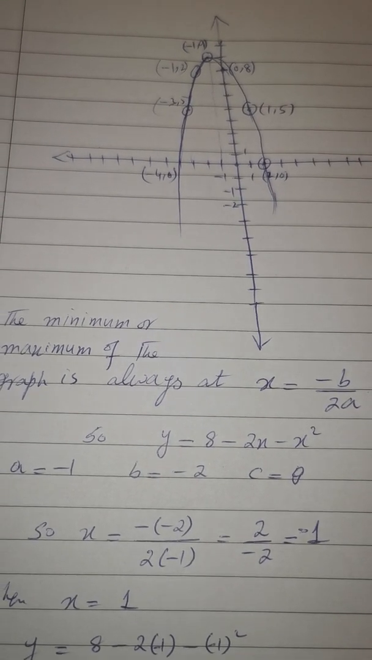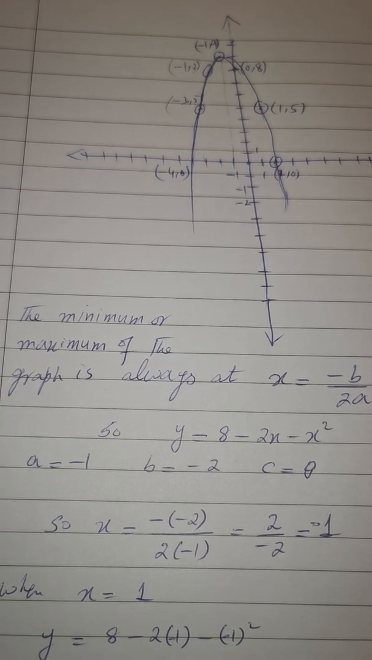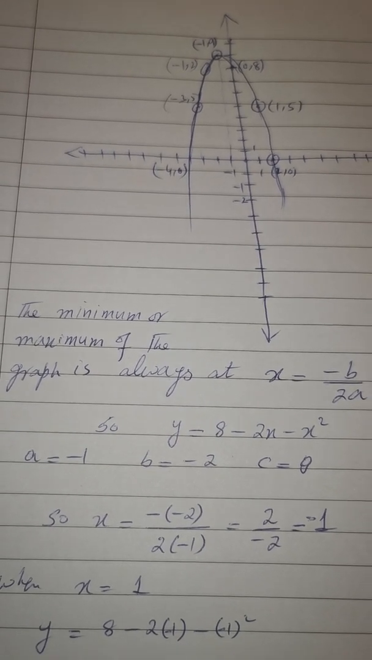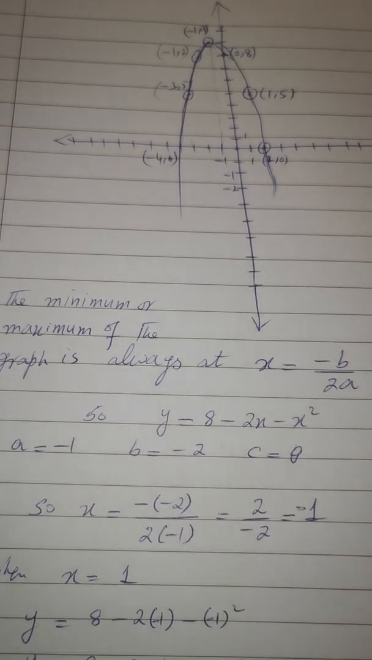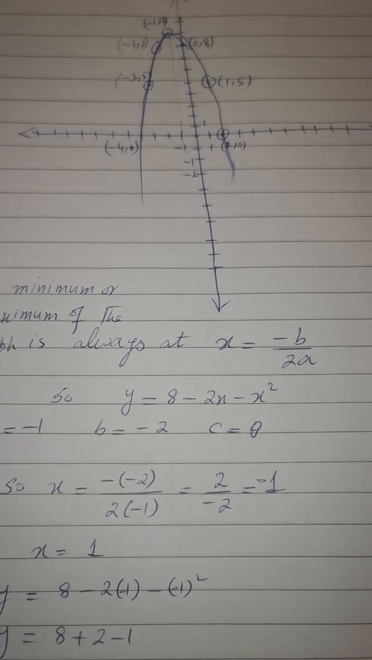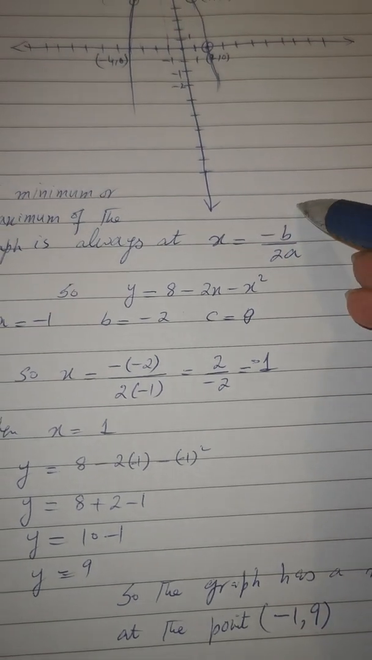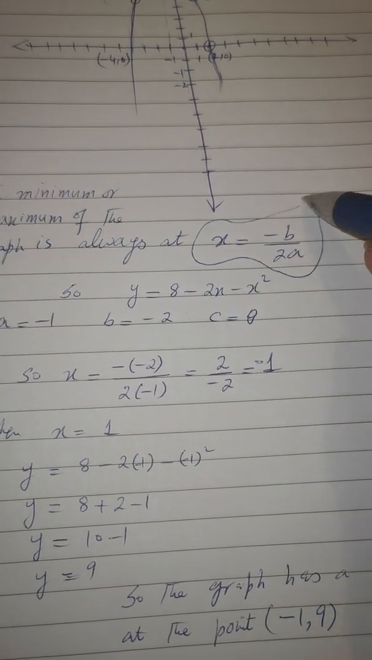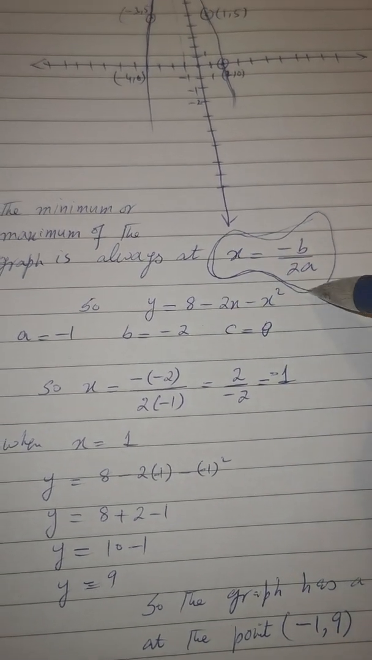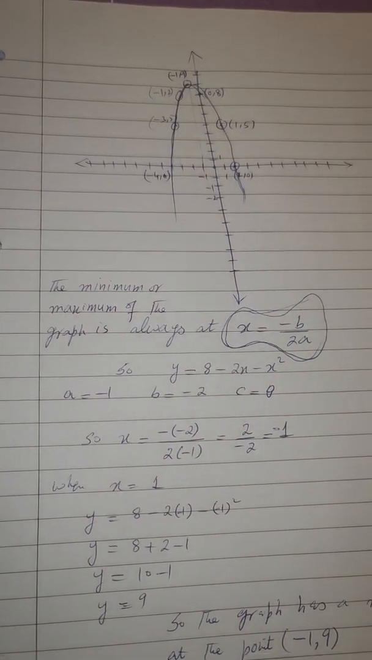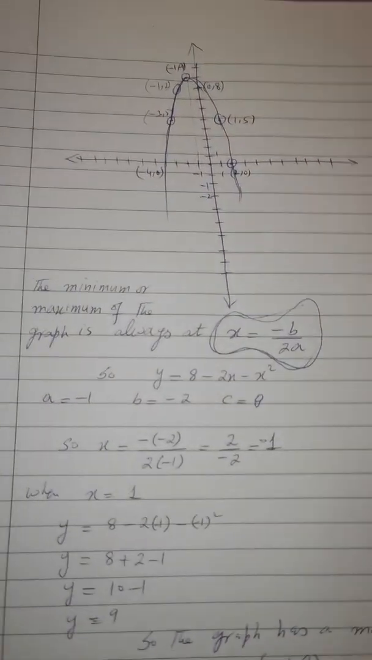So whenever you have to find the minimum or maximum point of the quadratic equation graph, we use the formula x is equal to minus b over 2a. You have to remember this formula, right? x is equal to minus b over 2a. It will give you the maximum or minimum value of the graph of a quadratic equation.